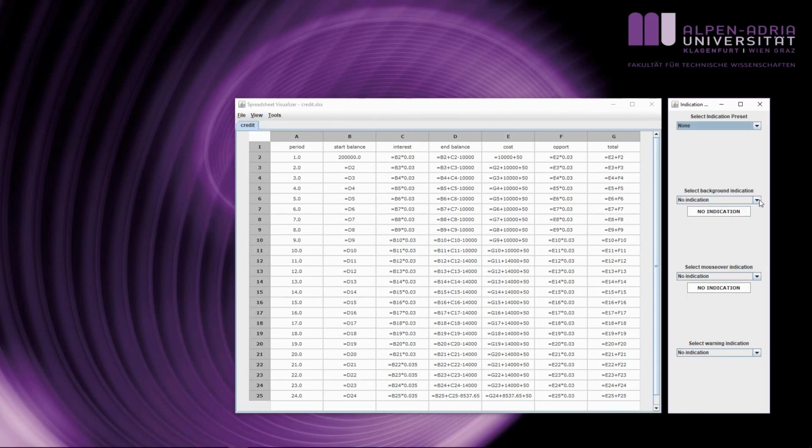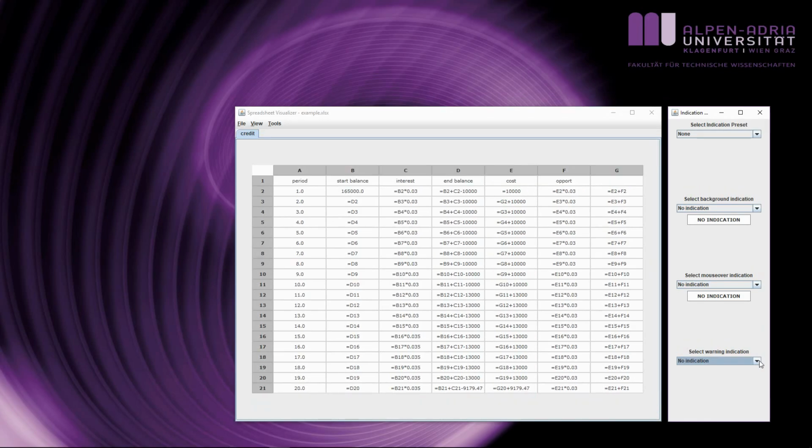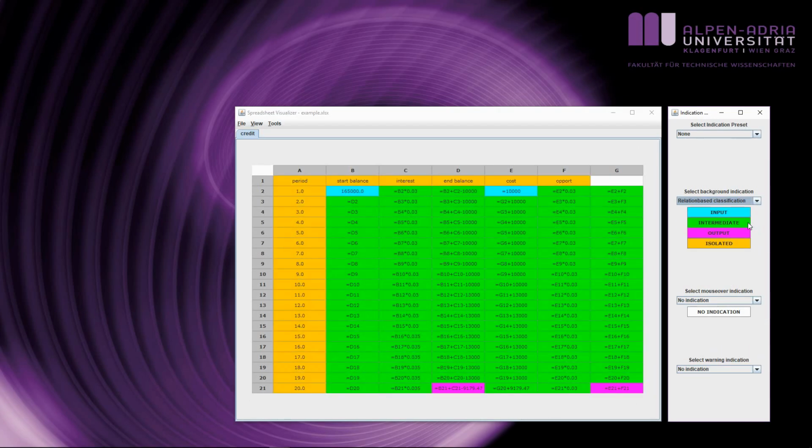Background indication highlights groups of related cells using a matching background color. Mouse over indication highlights the current selection as well as specific related cells using borders. Warning indication points out problems with cells or groups of cells. For example, relation-based classification highlights cells based on their functions.